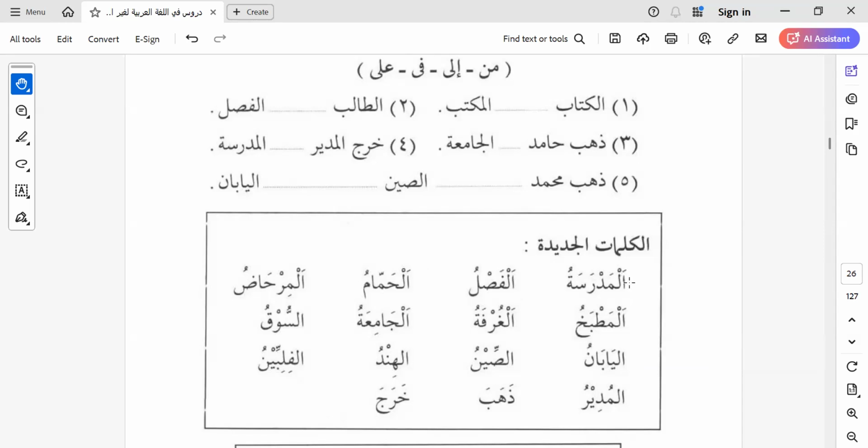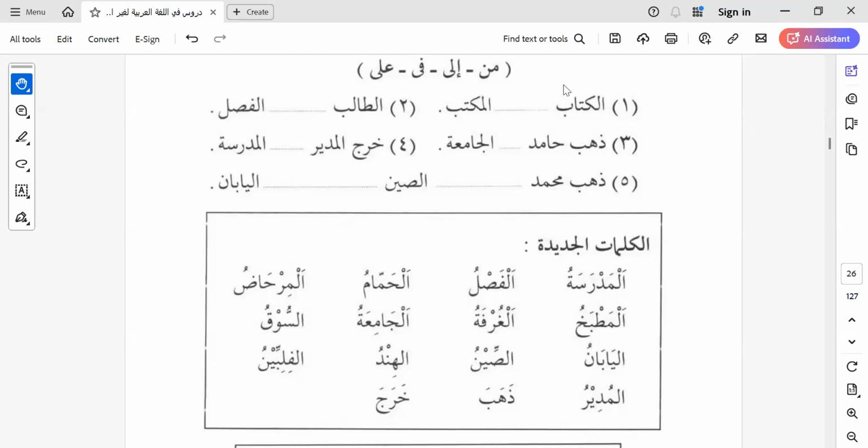Who's going to read? Let's find someone to read these new words. المدرسة. الفصل. الحمام. المرحاض. المطبخ. الغرفة. الجامعة.